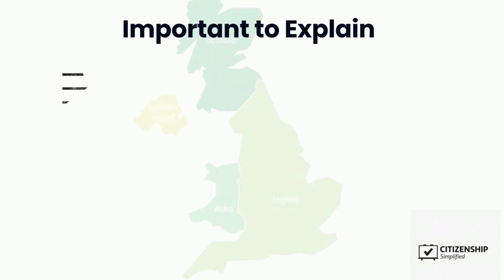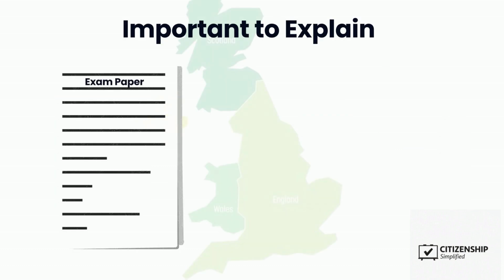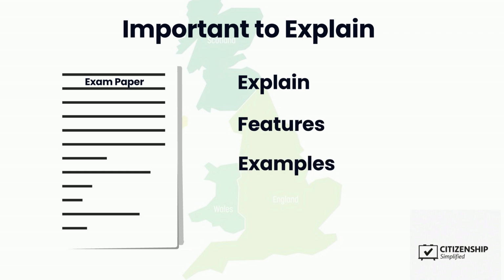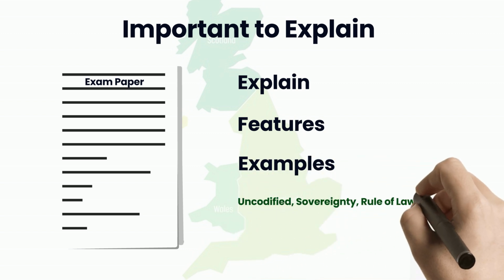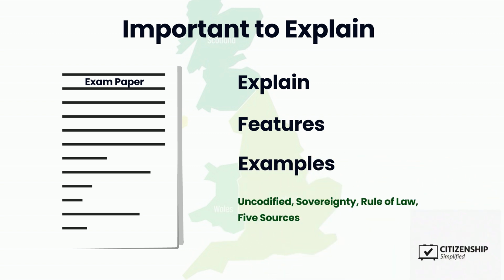So why does this matter for your GCSE? Because exam questions often ask you to explain what the UK Constitution is, describe its features, or give examples of its sources. If you can explain uncodified, parliamentary sovereignty, rule of law, and the 5 sources, you'll score good marks.